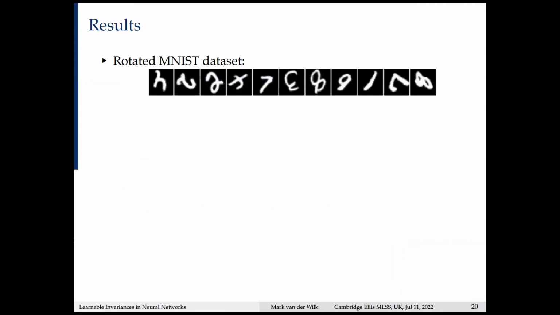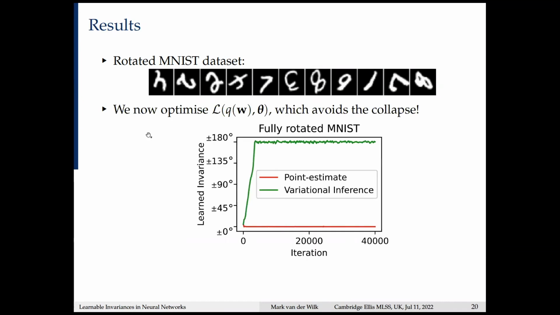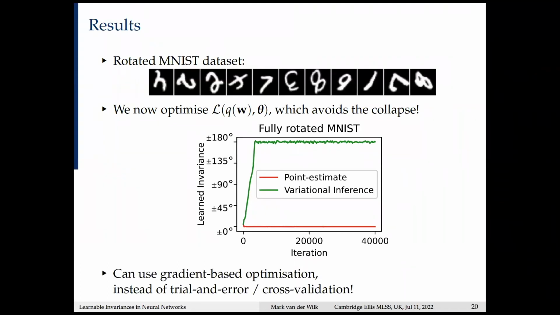So just to give a brief idea of the results that we get here. For this rotated MNIST data set, if we now optimize the variational lower bound with respect to both the posterior over the weights and the hyperparameters, we avoid this collapse of the invariance, and we get an invariance that gives us a fully rotationally invariant model, just as we would expect for this data set. So it solves the problem that we had earlier. And the nice thing is that we can just use gradient-based optimization for this. So we don't need trial and error, and we don't need cross-validation.